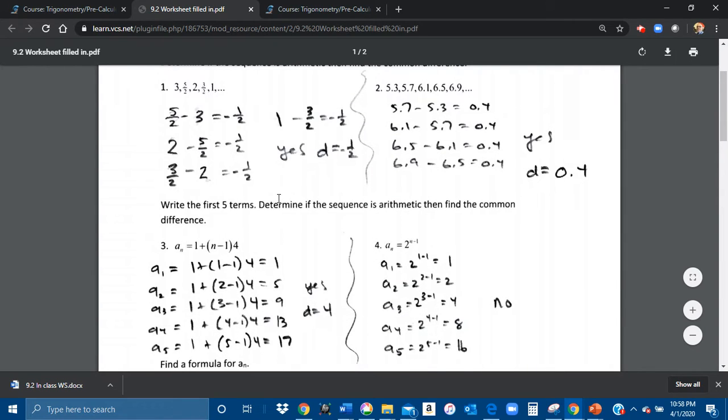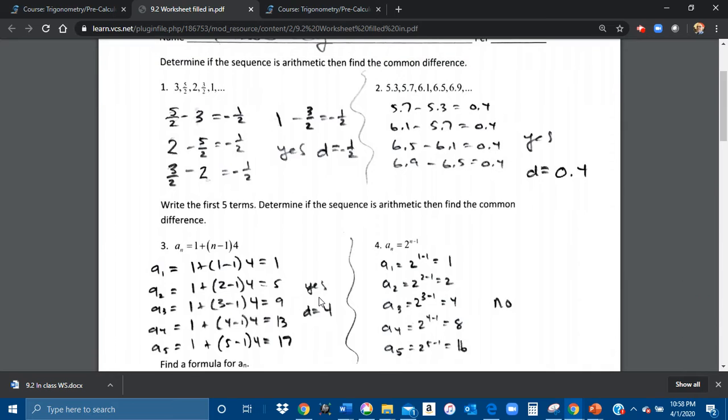Now this one says find the first 5 terms and determine if the sequence is arithmetic. I could probably do this one in my head, but I'll write it out for you here. So a sub 1, I'm going to substitute n equal to 1. So 1 plus (1 minus 1) times 4 is just equal to 1. Plug in n equals 2, so it's going to equal 1 plus 4, which is 5. And then plug in n equals 3, 1 plus 8 is 9, then 13, 17. Yes, this is an arithmetic sequence. It goes up by 4 every time.